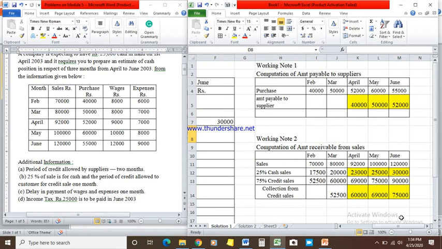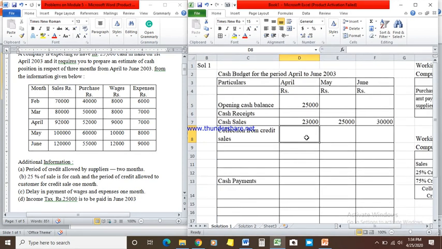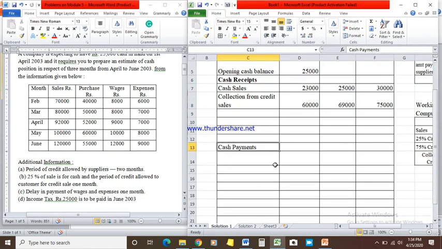60,000, 69,000, 75,000. So these are the only two items on account of sales, cash sales and collection from credit sales. So this will come under the head of cash receipts. Now under the payments, what are the various payments we are supposed to make?